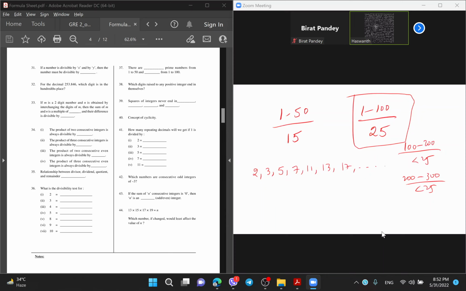Like I said, in number systems we'll come across some models where if you remember these ideas, then it would be one or two step answers, direct option selections. From 1 to 50 there are 15 prime numbers, and from 1 to 100 there are 25 prime numbers. After that, take any interval of 100, the number of prime numbers will be less than 25. No need to know that value, just knowing that it is less than 25 is enough.